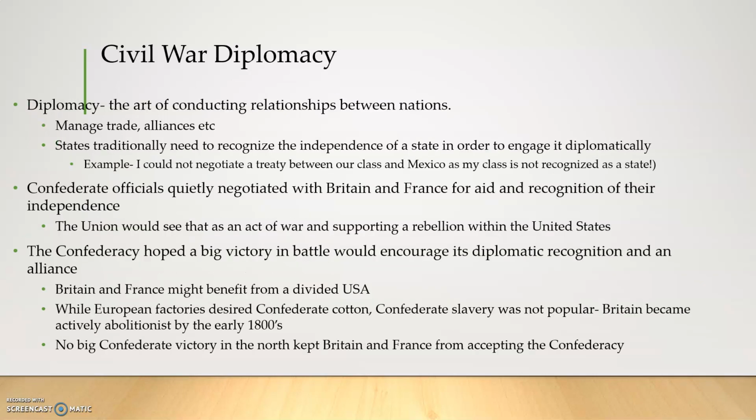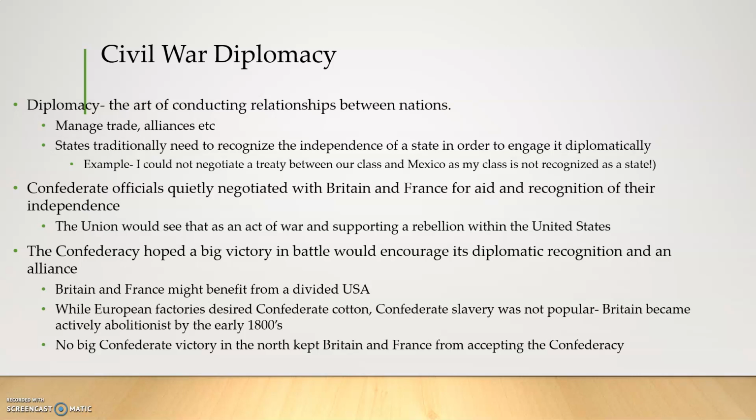Now, diplomacy, which is the art of conducting relationships between nations, was an important part of this war. Diplomacy is the idea of how to manage trade and alliances with other states. For example, the United States has diplomatic relations with most countries around the world, with a few exceptions like North Korea or Iran. States traditionally need to be recognized. They have to recognize the independence of states in order to engage with them diplomatically, meaning that states have to recognize other states' right to exist before they can officially enter into the world of trade and diplomacy.